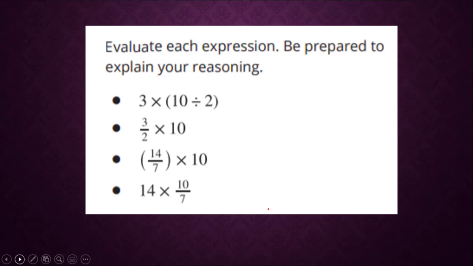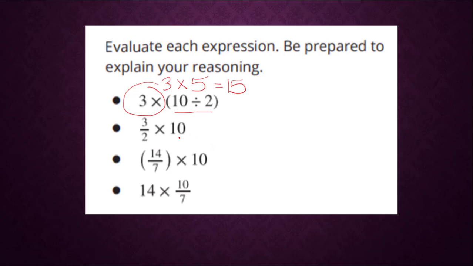Well, remember, with our order of operations, we're going to do our parentheses first. So what is our 10 divided by 2? So what times 2 equals that 10? 5. So now we're going to bring over what we haven't done. So 3 times the 5, that gives me 15.